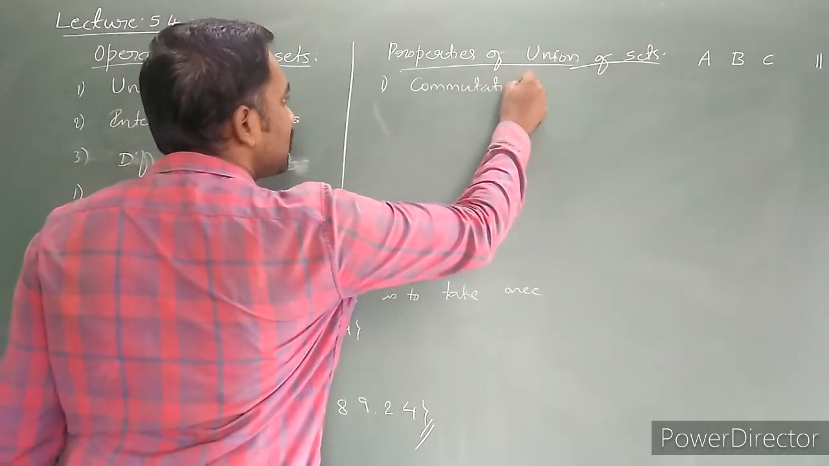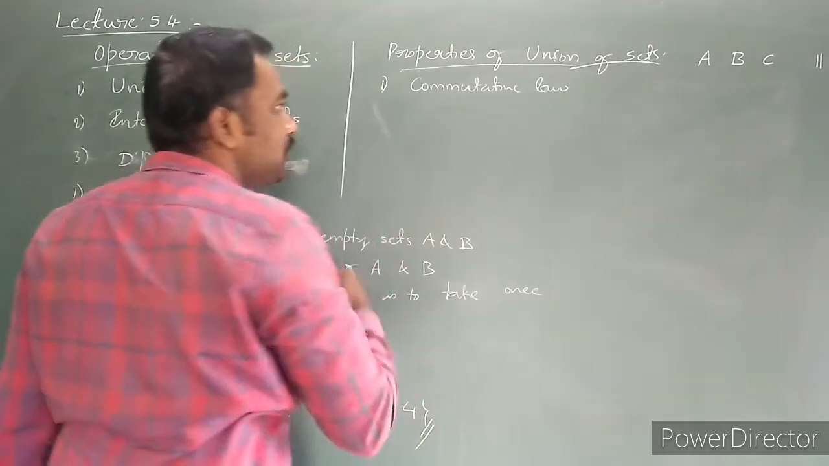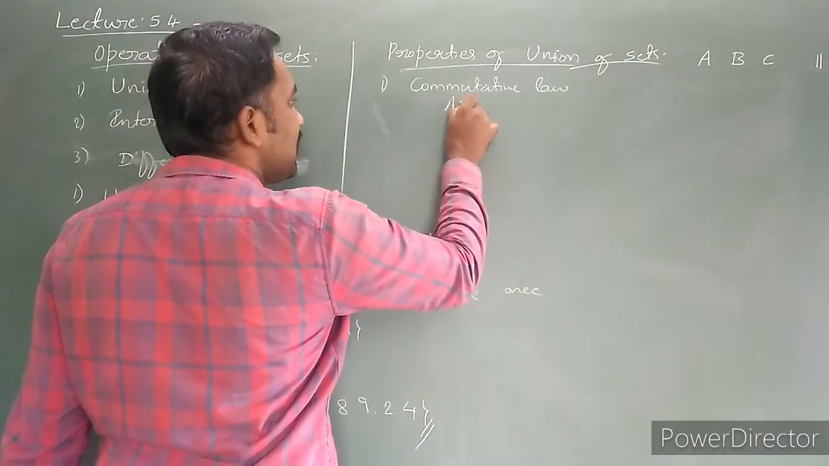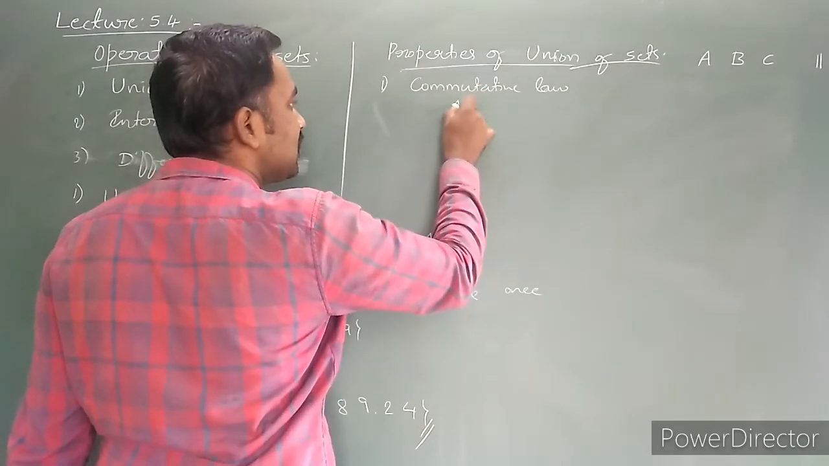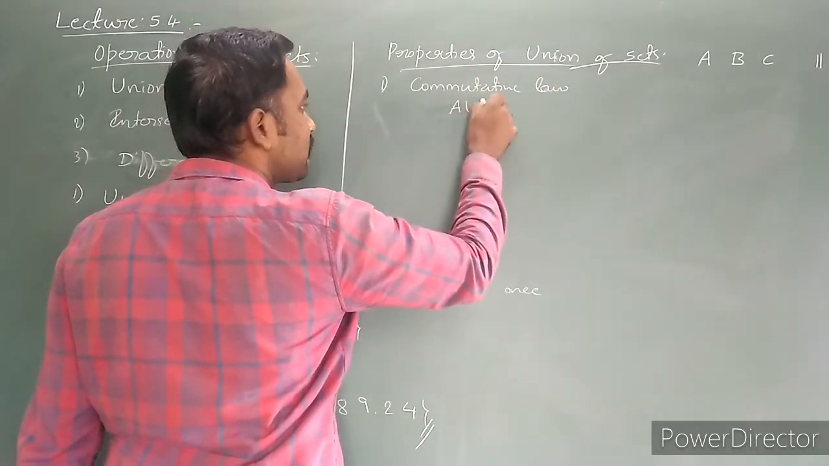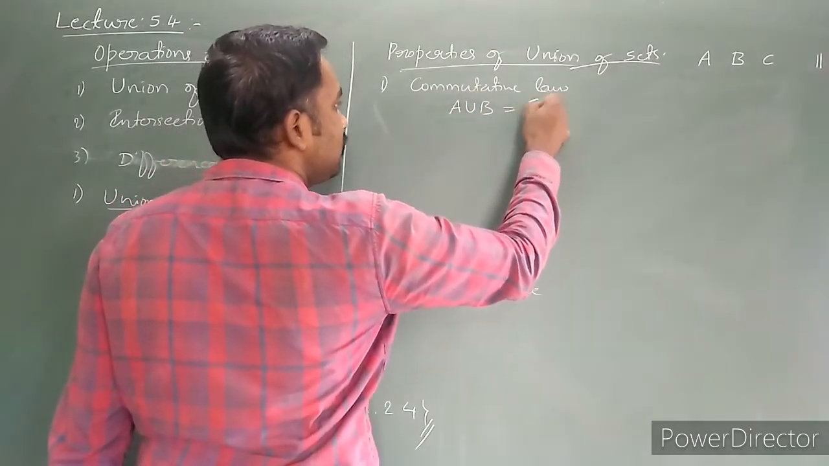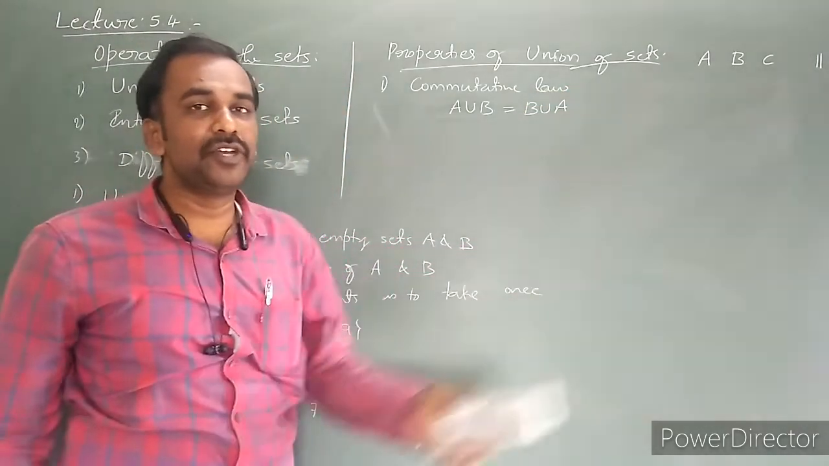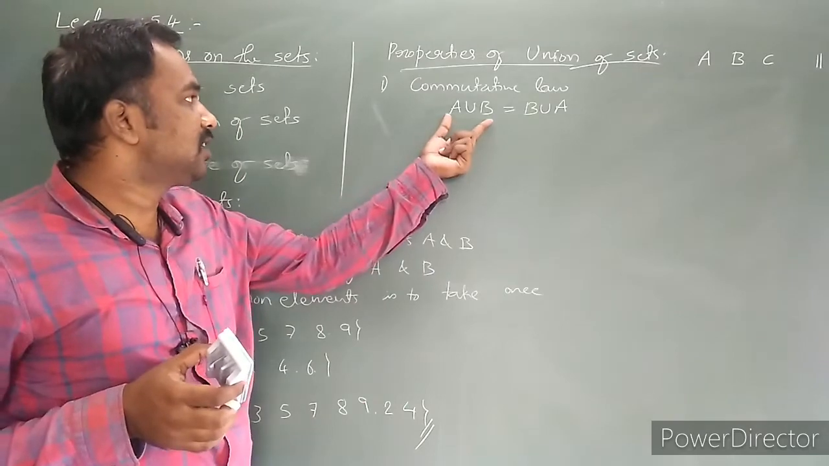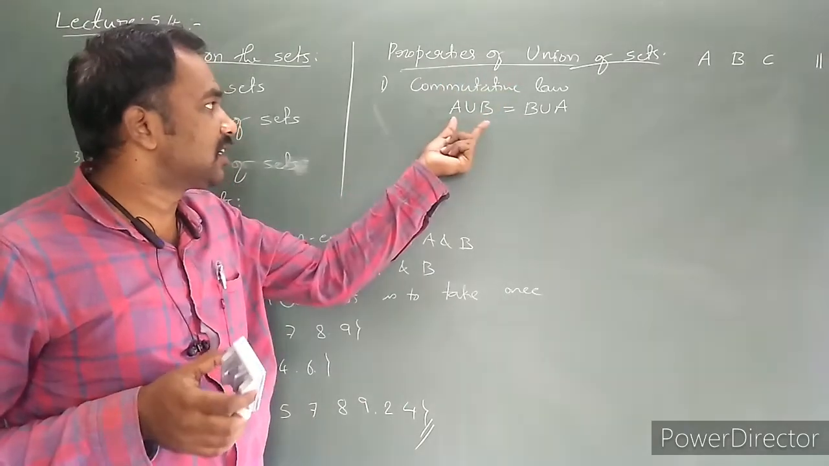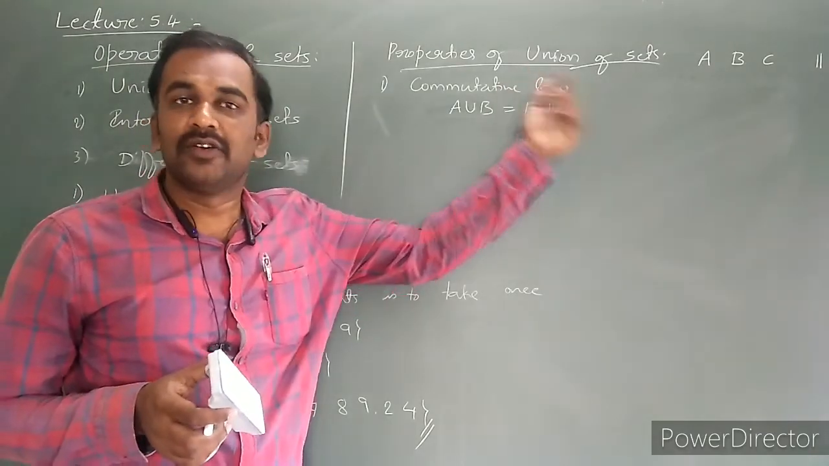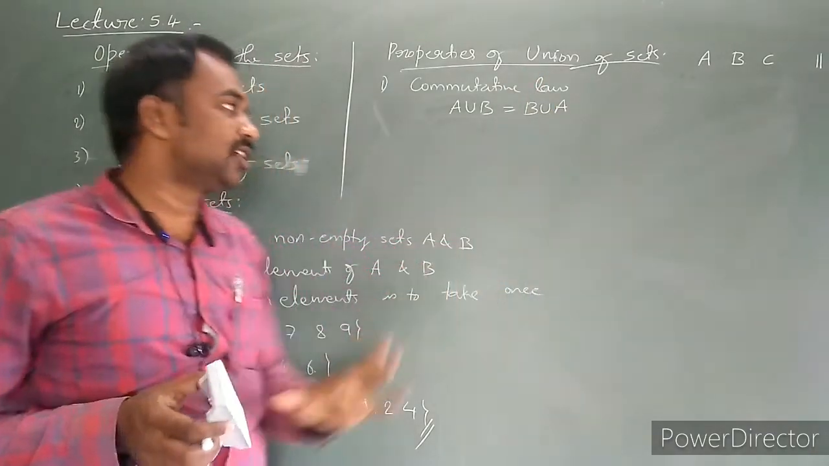First one is the commutative law. What is the commutative law? A and B are two non-empty sets. A union B is equal to B union A. Either you can take the union of two sets in this manner, A union B, or else take B union A, you will get the same answer, nothing to worry.